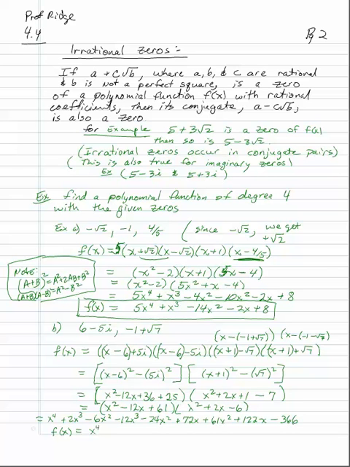X to the 4th, and then x cubed, we got 2 minus 12, minus 10x cubed, then x squared, we got minus 6x squared minus 24x squared, that's minus 30, plus 61x squared, so that is plus 31x squared. So now we got to do x's, so we got 72 plus 122, that's 194.